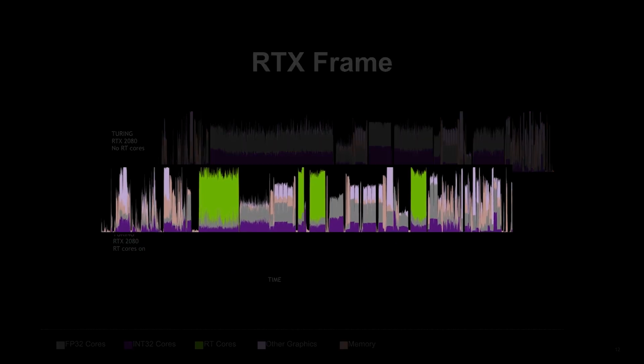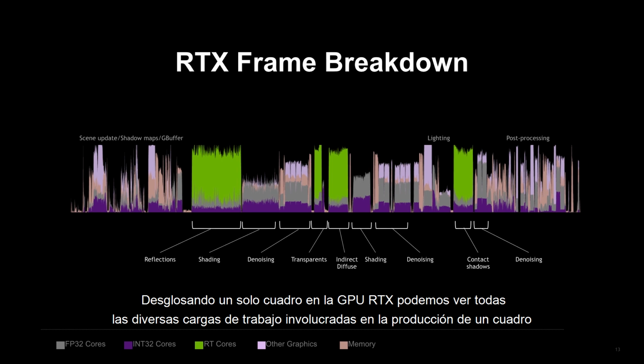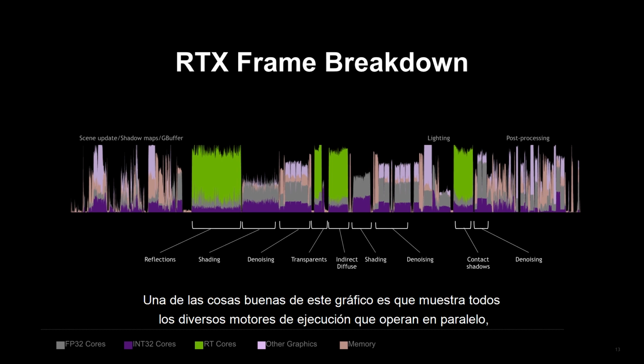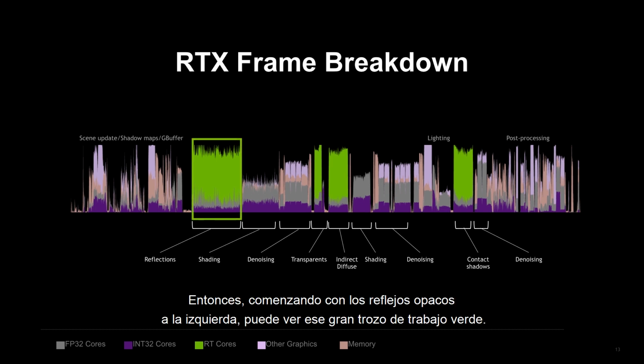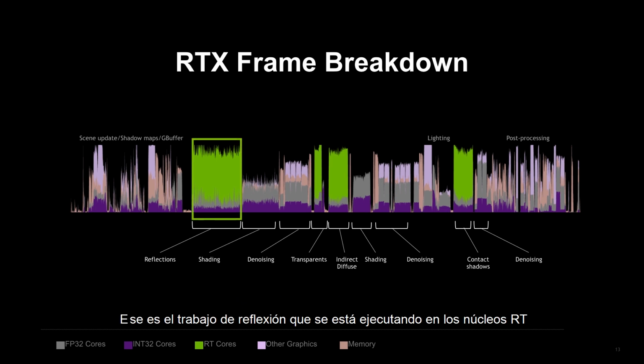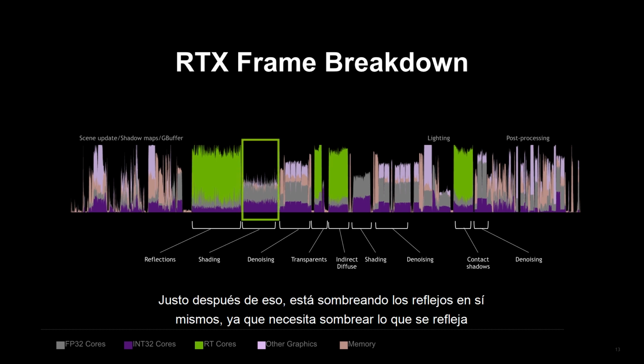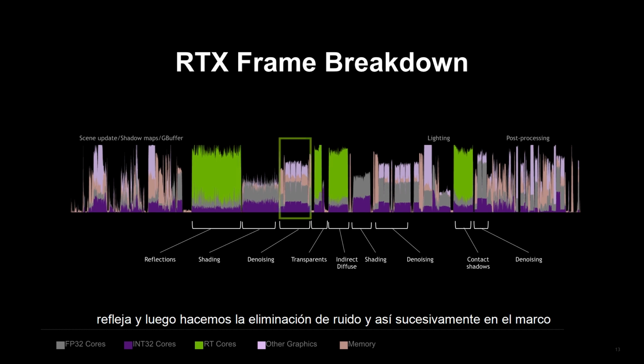Breaking down a single frame on an RTX GPU, we can see all the various workloads involved in producing a frame. One of the nice things about this graph is it shows all the various execution engines operating in parallel, which is one of the great features of the Turing architecture. So starting with the opaque reflections on the left, you can see that big chunk of green work. That's reflection work being executed in the RT cores. Right after that is shading. The reflections themselves incur shading because you need to shade what's reflected, and then we do denoising, and so on and so forth through the frame.